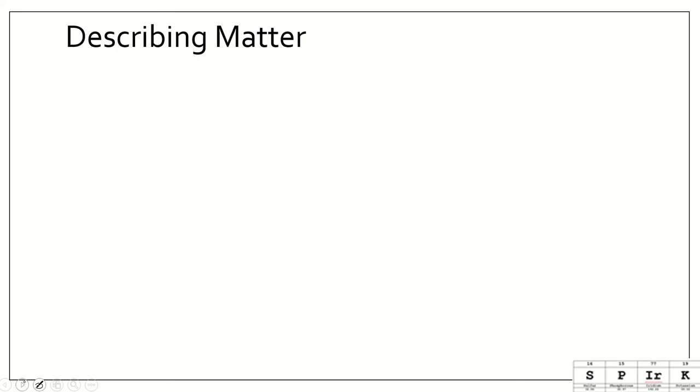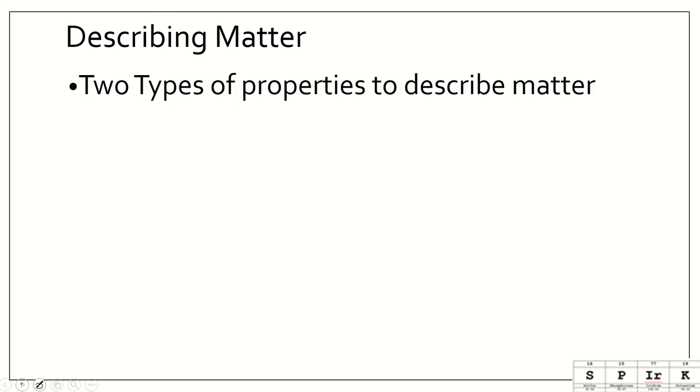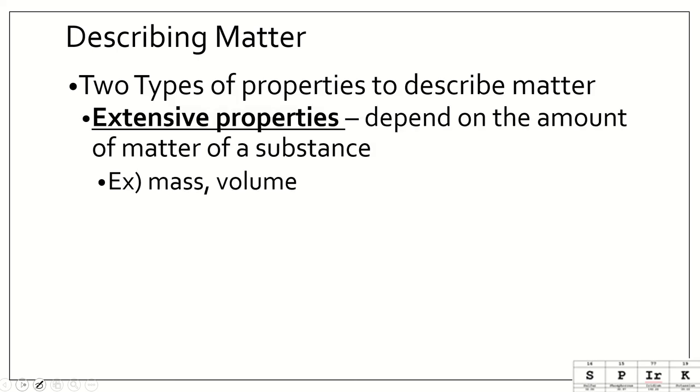So we're going to talk about describing matter. There are two types of properties to describe matter. There are extensive properties, which depend on the amount of matter of a substance. So for example, mass and volume. Again, these are about the amount. As the amount of something goes up, its mass and its volume increase.